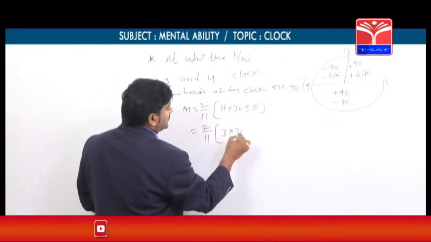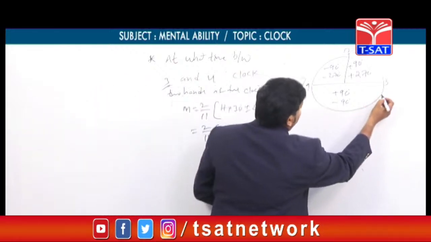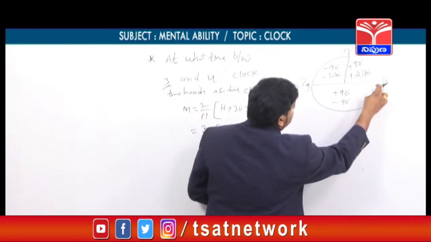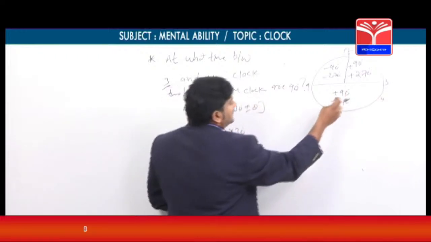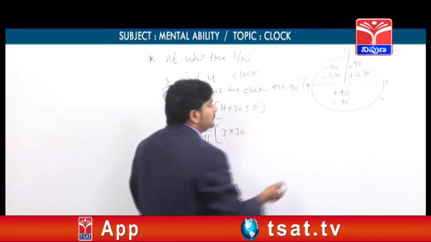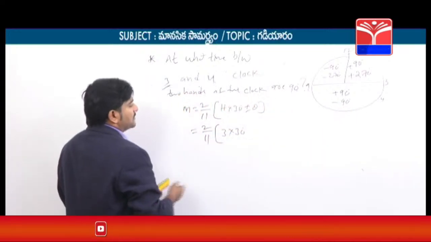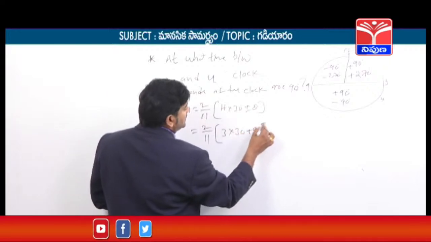So 3 into 30. Now 3 and 4 means the time comes under this part. So what does it mean? In case 1 we need to take theta is equal to plus 90. In case 2 we need to take theta is equal to minus 90. Now we will discuss by taking theta is equal to plus 90.